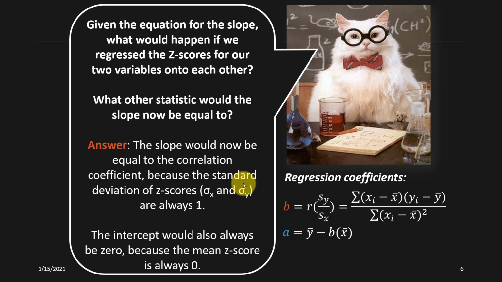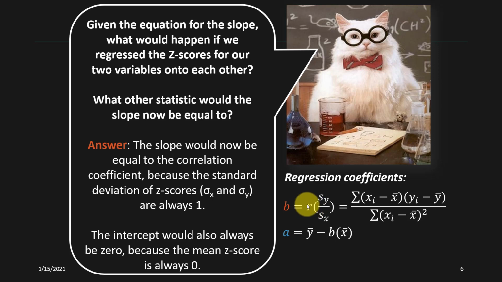All right, so the answer is that the slope would now be equal to the correlation coefficient, because if I've standardized my two variables and converted them into z-scores, they always have a standard deviation of 1. So if I have my slope formula here, I'm thinking about r times the standard deviation of y over the standard deviation of x. If I've z-transformed y, the standard deviation of y is 1. If I've z-transformed x, the standard deviation of x is 1. So I'm multiplying r by 1 over 1. So the slope would now equal the correlation coefficient, right?